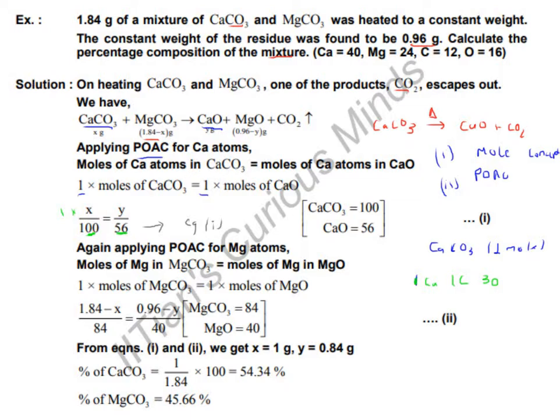Since there are 2 variables, we'll require 2 equations. So this is one equation. Now we again apply POAC for Mg atoms. The moles of Mg in MgCO3 is equal to moles of Mg in MgO. That is the statement of POAC. How do we apply it? So moles of MgCO3: how many atoms of Mg are in 1 mole of MgCO3? So you can see 1. So 1 into moles of MgCO3. As you can see, MgCO3 has only 1 mole. Same in MgO, 1 mole of MgO contains 1 mole of Mg atoms.